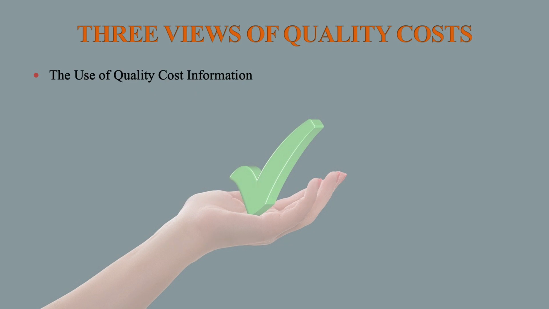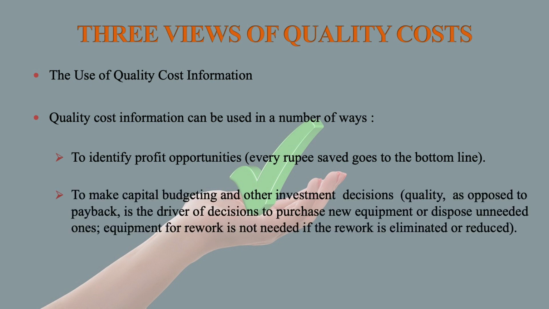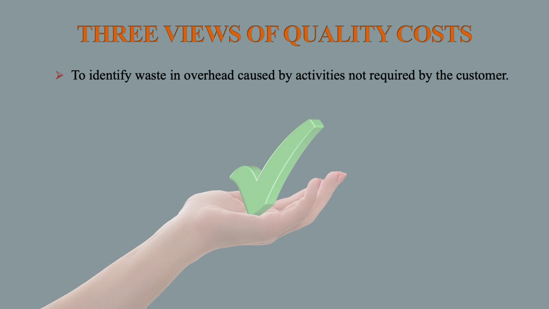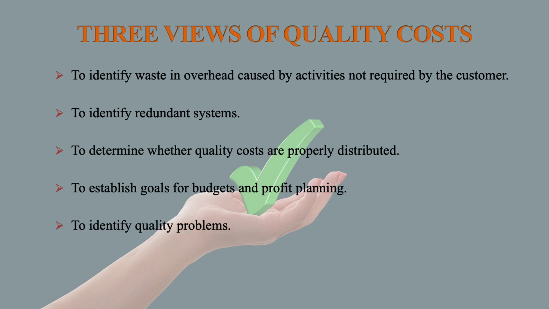The use of quality cost information. Quality cost information can be used in a number of ways: to identify profit opportunities, to make capital budgeting and other investment decisions, to improve purchasing and supplier related cost, to identify waste in overhead caused by activities not required by the customer, to identify redundant systems, to determine whether the quality costs are properly distributed, to establish goals for budgets and profit planning, to identify quality problems.